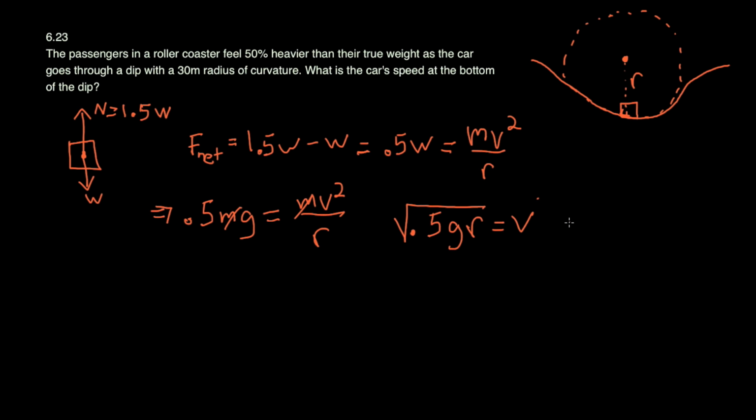And so now we solve for v, so let's just plug this into our calculator. And this actually comes out to 12 meters per second. And that's our answer. So that's the car's speed at the bottom of the dip. And that's problem 6.23.